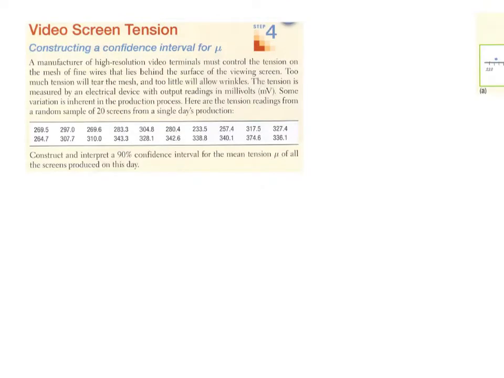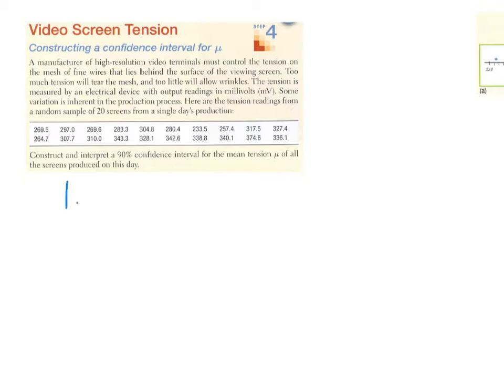Okay, so let's look at another example here. Again, take a second and pause it and actually read it so you can follow along with the solution. You also might want to consider, as we go through each step, pausing it so that you can do it yourself and then double check to see if you got it correct. Okay, so here we go. We're constructing and interpreting a 90% confidence interval for the mean tension mu of all the screens produced on this particular day.